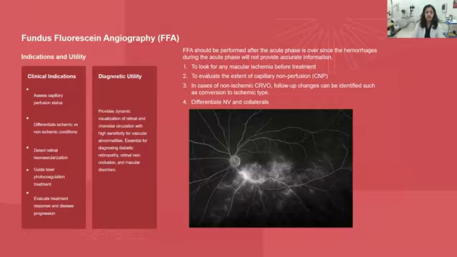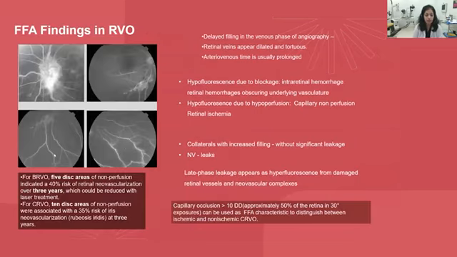So these are the FFA findings in RVO. You can see there can be some disc leakage. And in the second, third, and fourth picture, you can see hypofluorescence due to hypoperfusion, that is capillary non-perfusion and retinal ischemia. You can also have hypofluorescence due to blockage, which can be due to intraretinal hemorrhages. And that's why it's preferable to do it once there's a resolution of retinal hemorrhages, so that you'll be able to identify actual capillary non-perfusion.